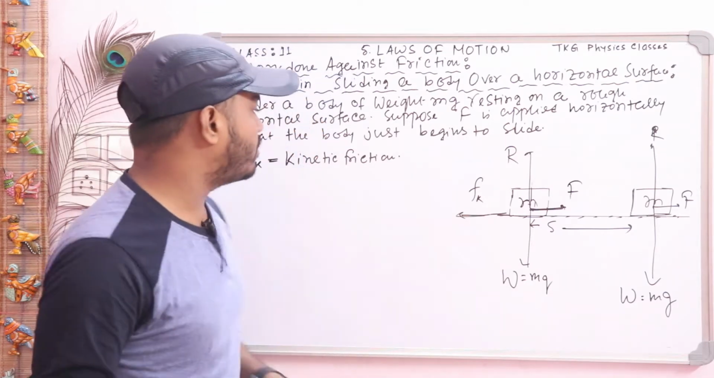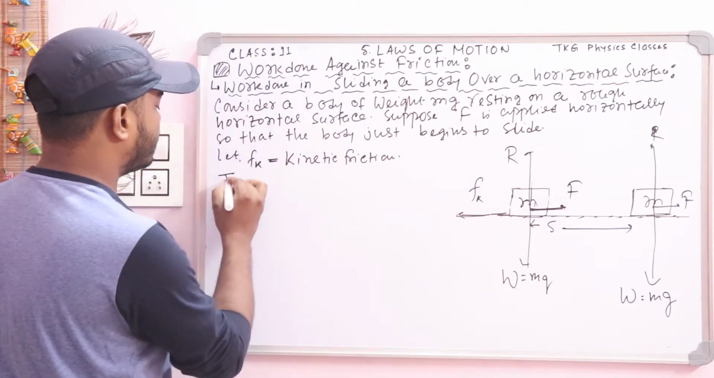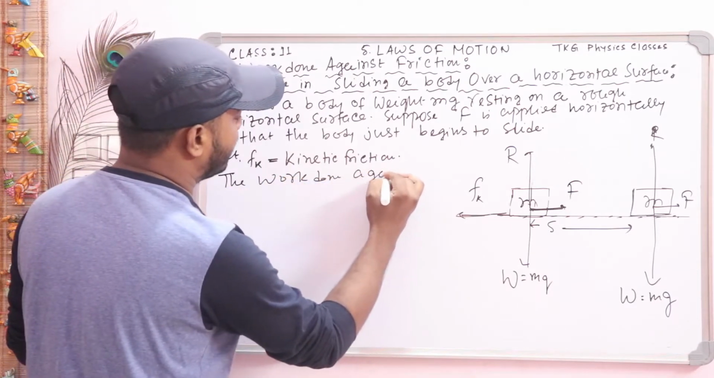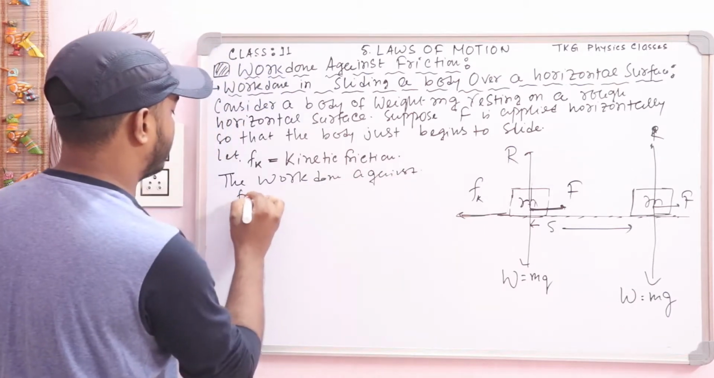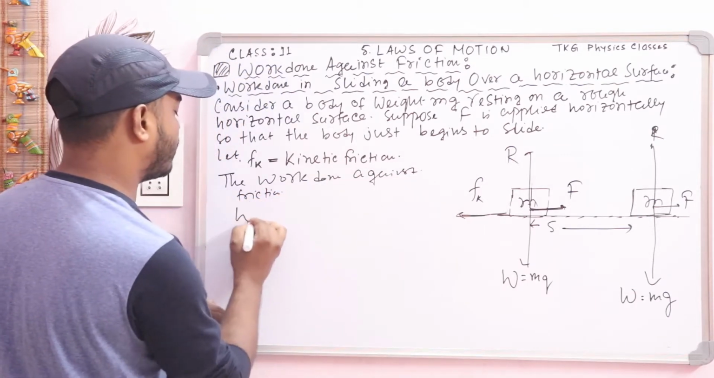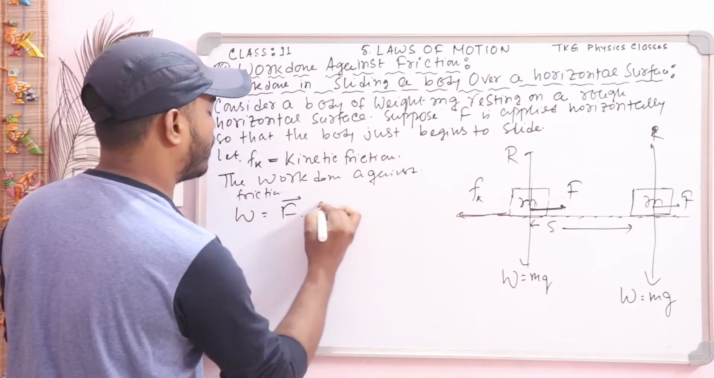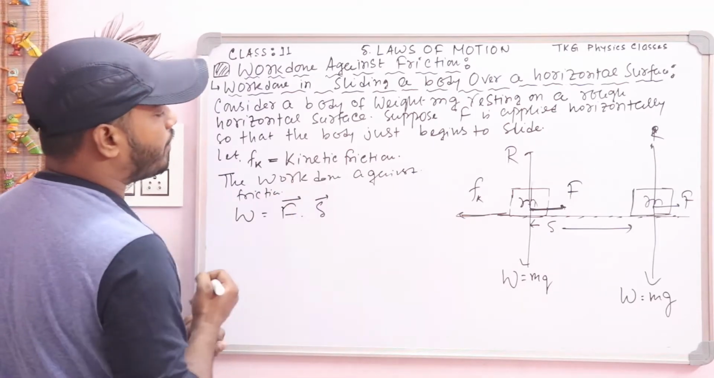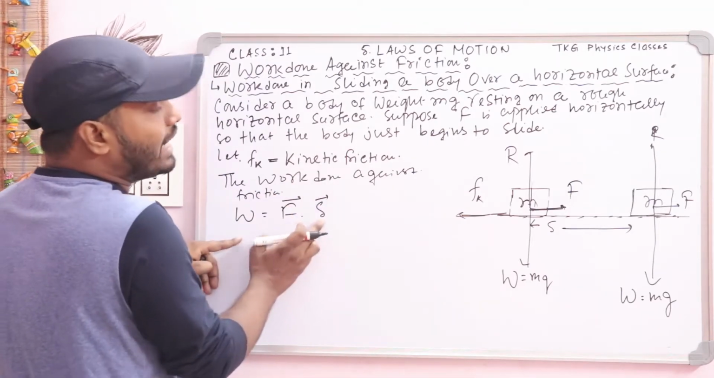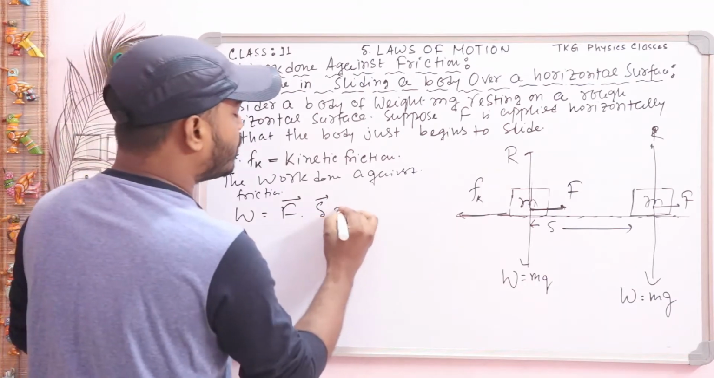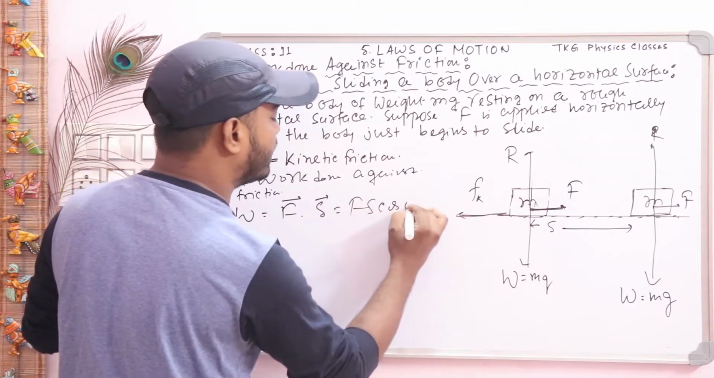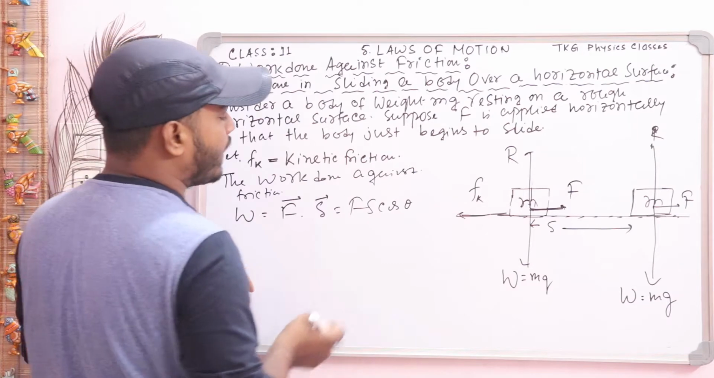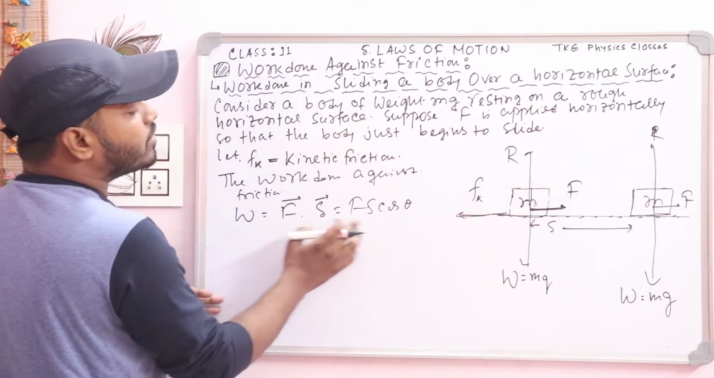I think all of you know the expression of work done. The basic formula of work done is W equal to F vector dot S vector. We will discuss this part in the next chapter, work energy power. Work done is the dot product of force and displacement, and the dot product means Fs cos theta. We already completed the vector chapter, the scalar product or dot product of 2 vectors.